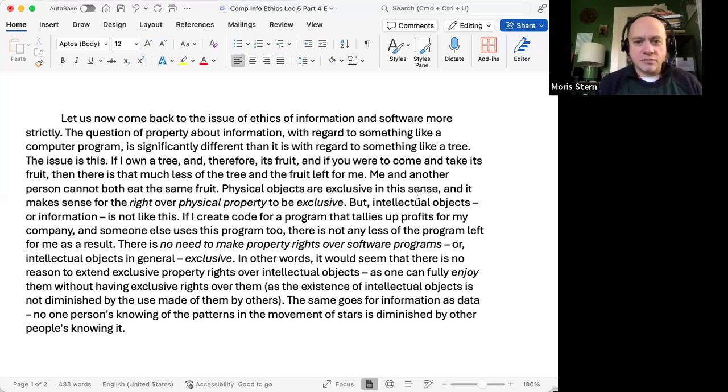In other words, it would seem that there's no reason to extend exclusive property rights over intellectual objects, as one can fully enjoy them without having exclusive rights over them, as the existence of intellectual objects is not diminished by the use made of them by others. The same goes for information as data. No one person's knowing of the patterns in the movement of stars is diminished by other persons knowing it.